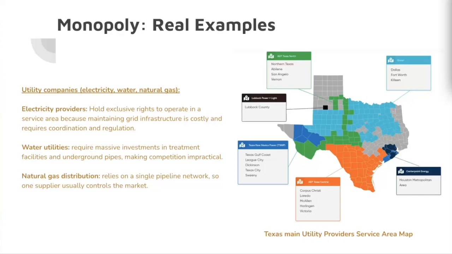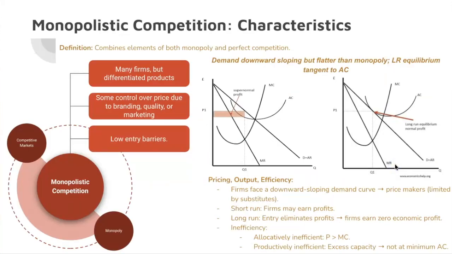Monopolistic competition combines elements of both monopoly and perfect competition, hence the name. This market structure sits between two extremes and is actually quite common in the real world. The key characteristics are many firms operate in the market, but unlike perfect competition, they sell differentiated products. These products serve similar needs but differ in branding, quality, features, or marketing.